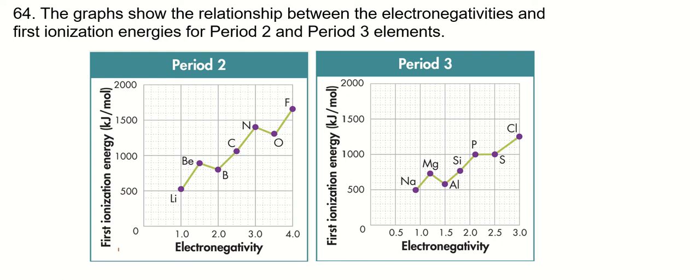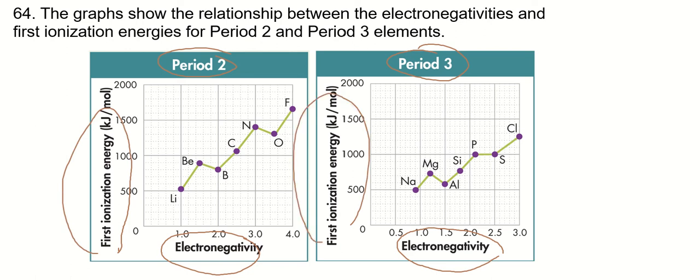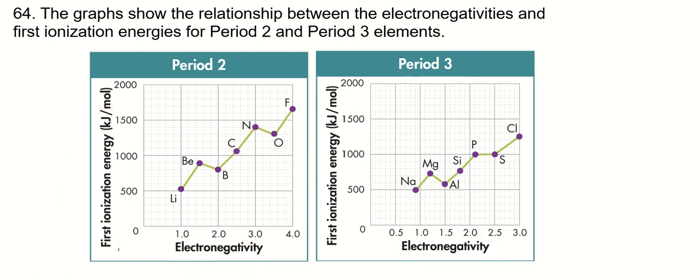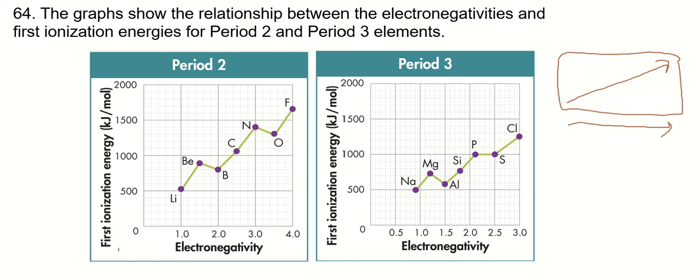Here we have two graphs of period 2 and period 3 of the periodic table, and they're graphing electronegativity on the x-axis and first ionization energy on the y-axis. There's a clear trend going across the periodic table left to right. Both of these values increase. The general trend for first ionization energy goes all the way up and to the right.